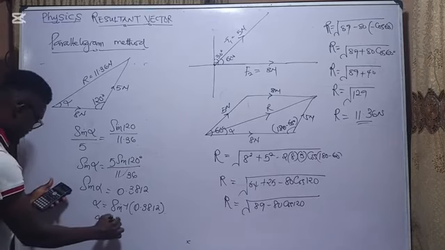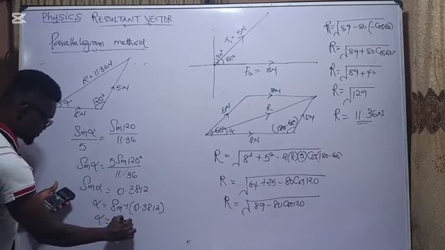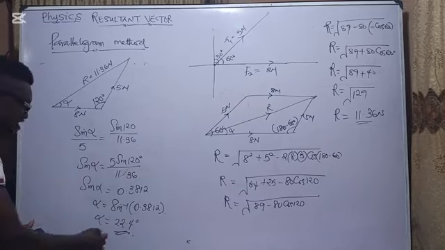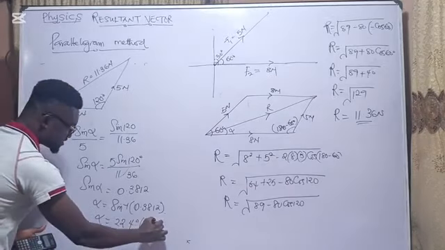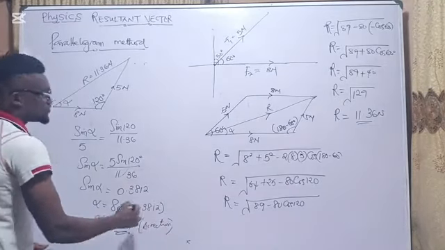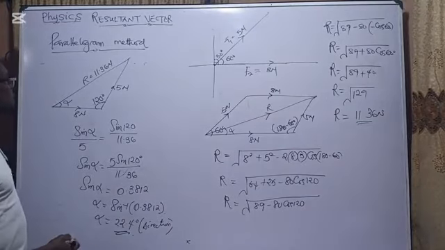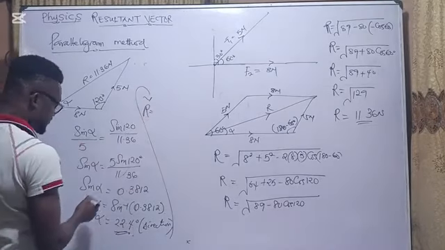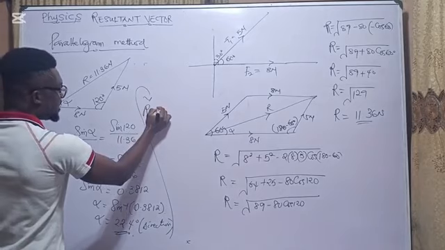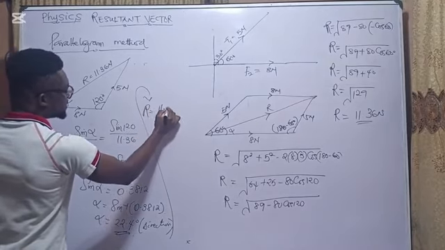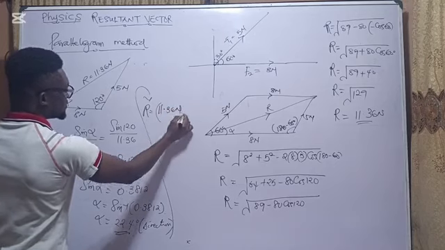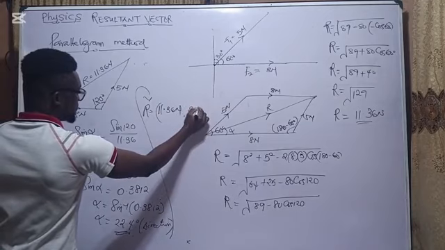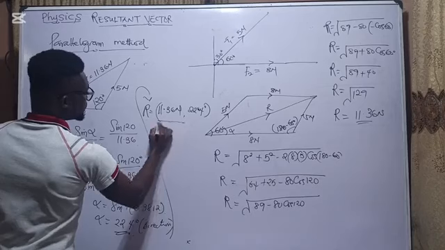So the angle now becomes 22.4 degrees. That gives the direction. So here now is the direction, right? Now we've got the magnitude and the direction. Okay? So I can just put it in this way. The resultant vector is 11.36 Newton in the direction of 22.4 degrees. So that's the answer.